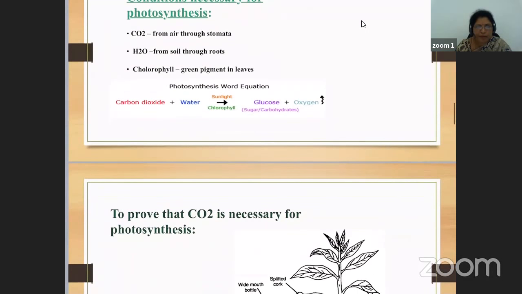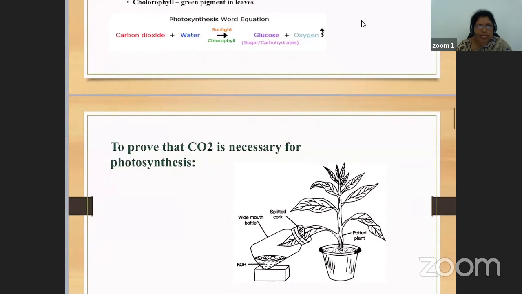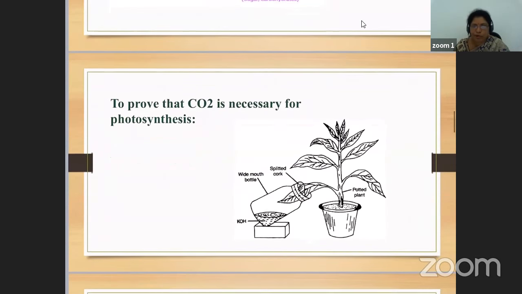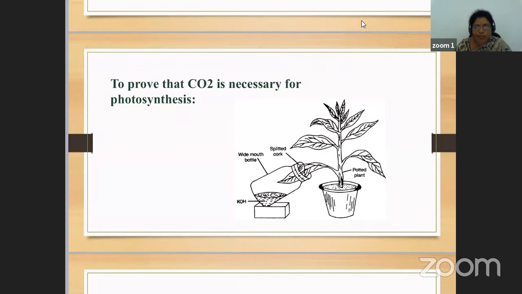You are already familiar with the equation, children. Now, today we are going to do some activities through which we'll prove that carbon dioxide is essential and sunlight is essential and chlorophyll is essential. First, we will go with carbon dioxide. We will prove that carbon dioxide is necessary for photosynthesis.